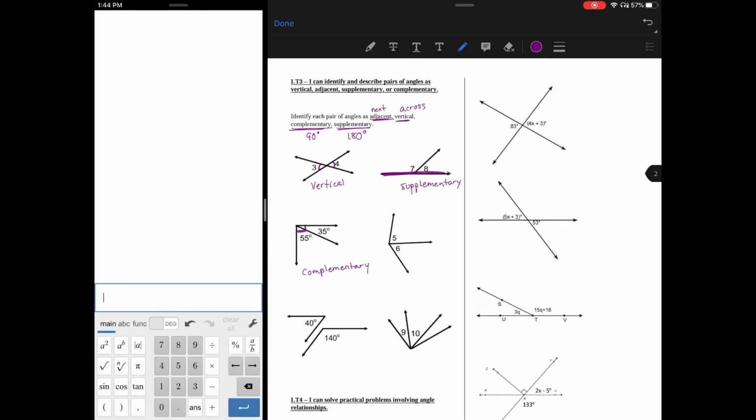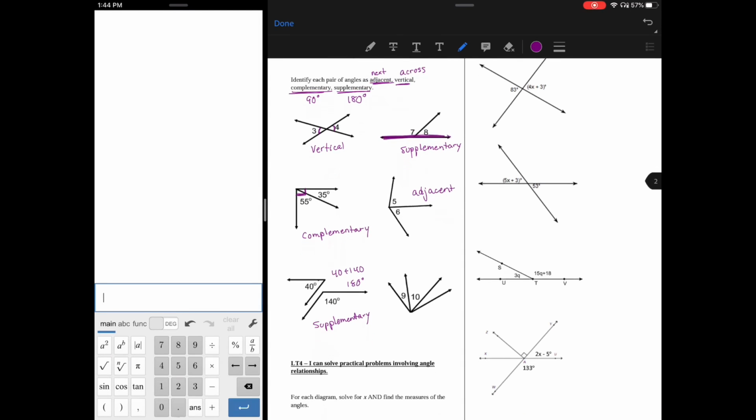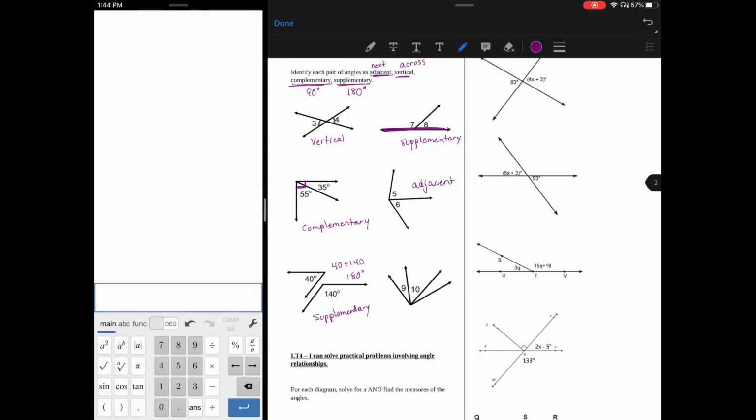In our fourth problem, these two angles, angle 5 and angle 6, don't add up to anything specifically that we know, but they are next to each other, so we call them adjacent. On our next problem, 40 degrees and 140 degrees add up to 180 degrees, and therefore it is supplementary. And then in our last problem, angles 9 and 10 are next to each other, so they are adjacent.